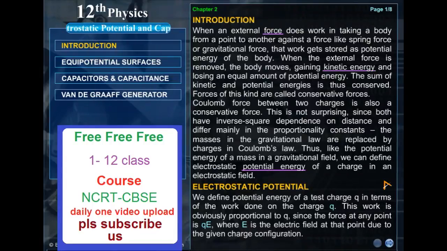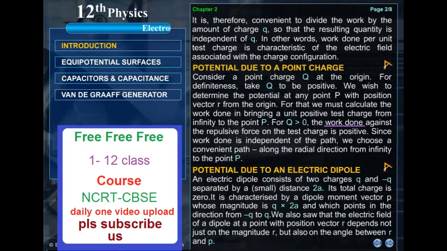We define potential energy of a test charge Q in terms of the work done on the charge Q. This work is obviously proportional to Q, since the force at any point is QE, where E is the electric field at that point due to the given charge configuration. It is therefore convenient to divide the work by the amount of charge Q, so that the resulting quantity is independent of Q. In other words, work done per unit test charge is characteristic of the electric field associated with the charge configuration.